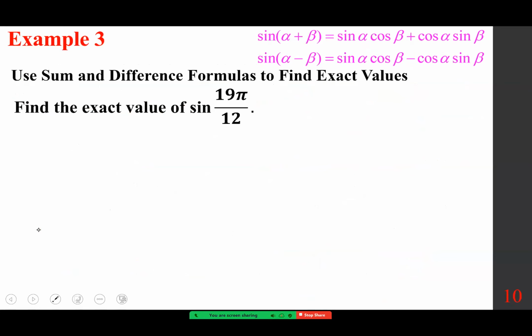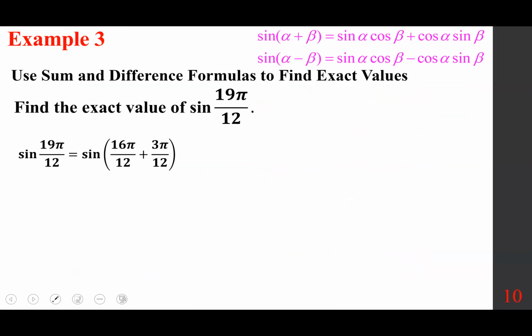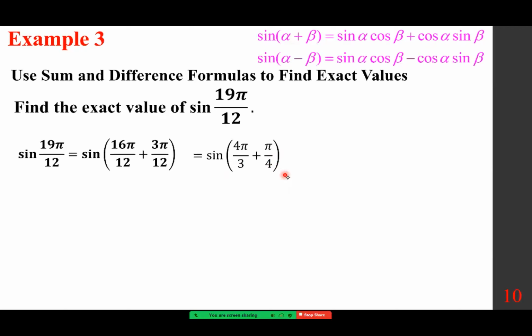Now let's find sine of 19 pi over 12. And remember, pi over 12 is 15 degrees, so 19 pi over 12 is a multiple of that. And so we want to cut it into pieces such that it becomes common arcs. So we can write it as 16 pi over 12 and 3 pi over 12. This one is 4 pi over 3. This one is pi over 4, both of which are common arcs. So according to this formula, we have sine of 4 pi over 3 cosine of pi over 4 plus cosine of 4 pi over 3 sine of pi over 4.